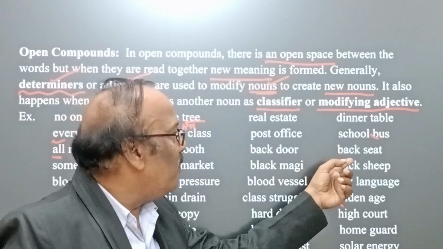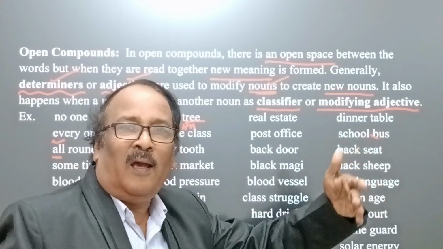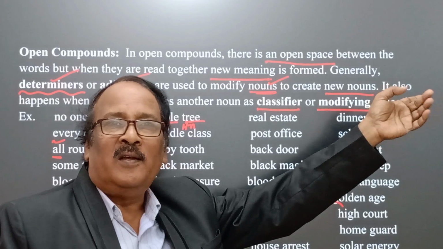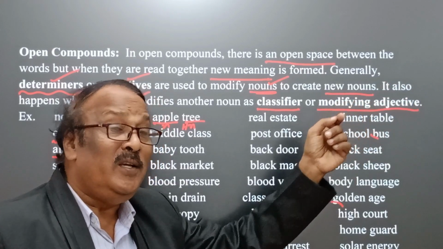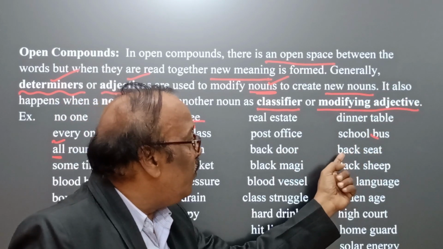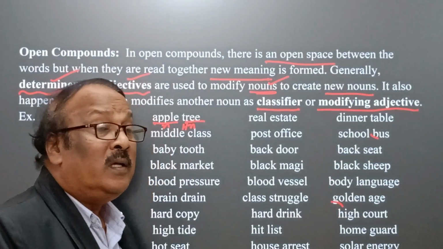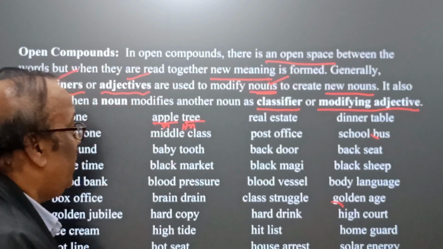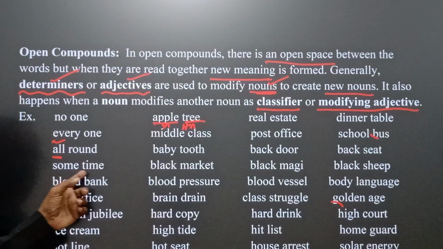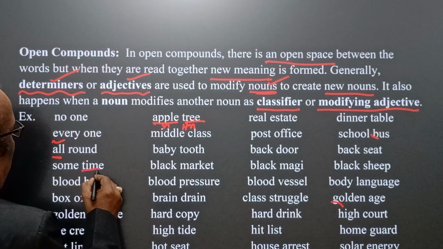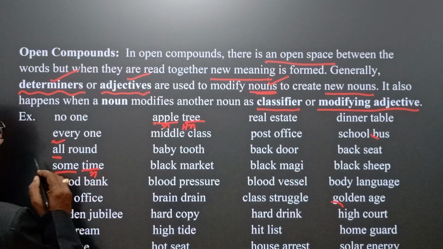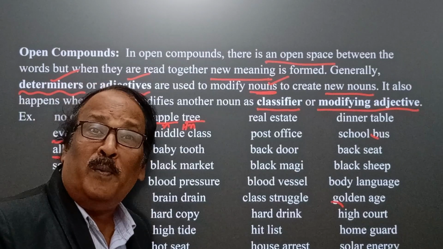Backdoor. That's a back seat. My friend is sitting at the back seat. So you say, listen here, back seat. Back is an adjective, here we find seat. Yes, seat is the head noun. Back seat is a compound word. Sometime: time is here the noun, and some is the determiner.